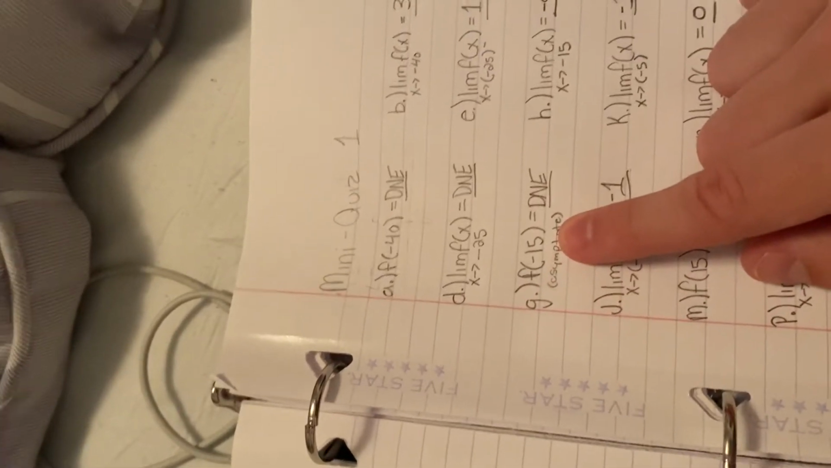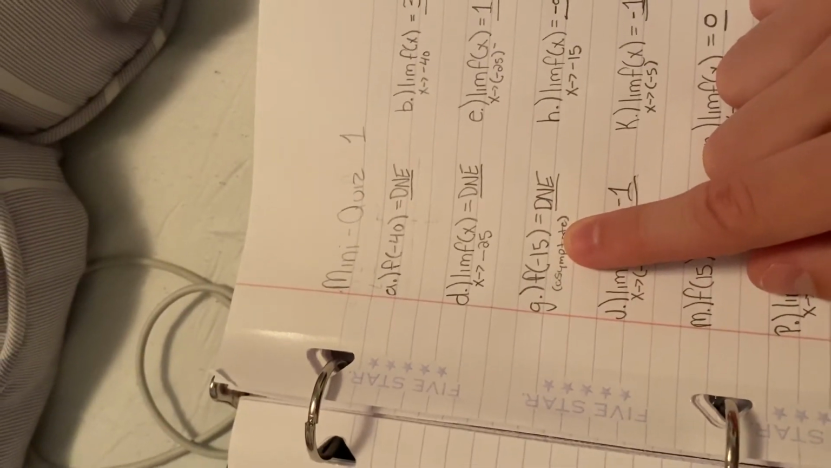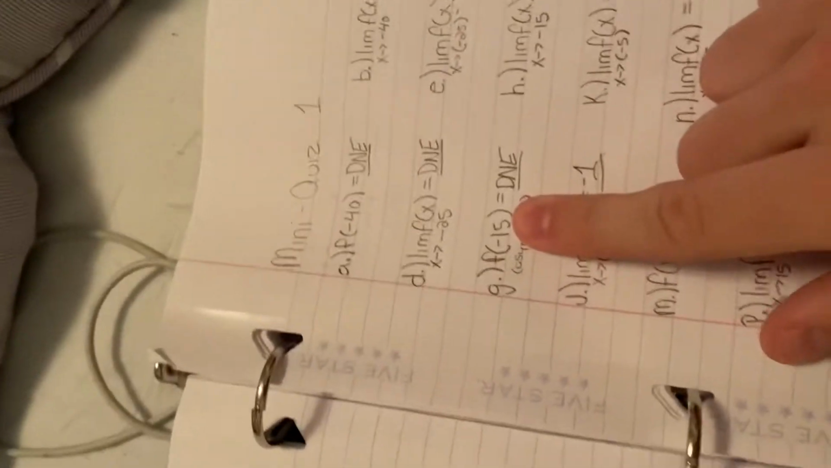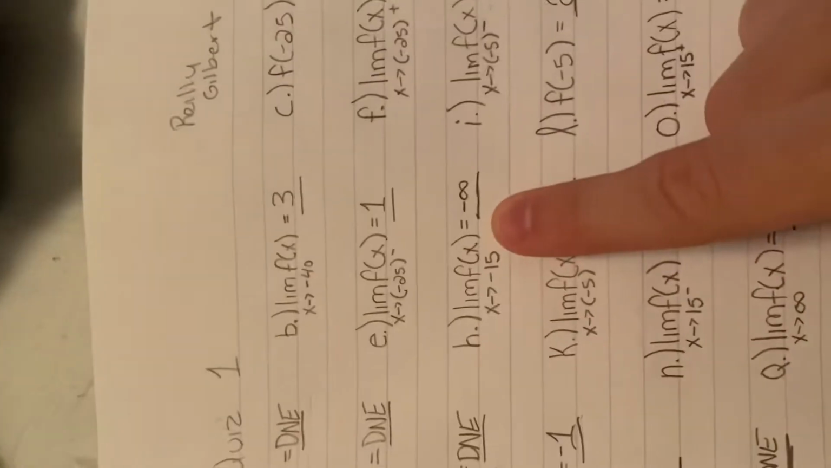For G, F of -15 does not exist. That's because it's an asymptote. There's no points along there. For H, the limit approaching -15, the answer is -infinity. You can see this because the graph runs down. We assume it follows the asymptote continuously down, which would be -infinity.